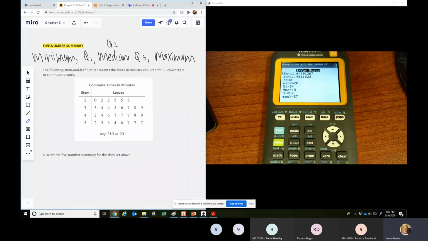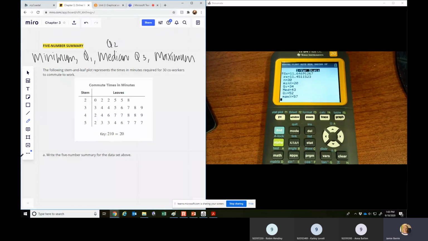A 5-number summary is a great sort of compact way of describing an entire data set using only 5 numbers. It tells you the smallest value that's in the data set. It tells you the 25th percentile. It tells you the halfway point, the median. It tells you the 75th percentile, and then it tells you the maximum.